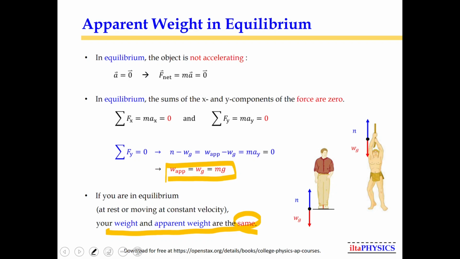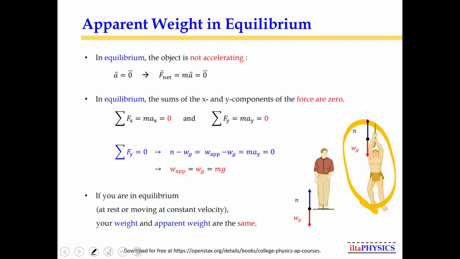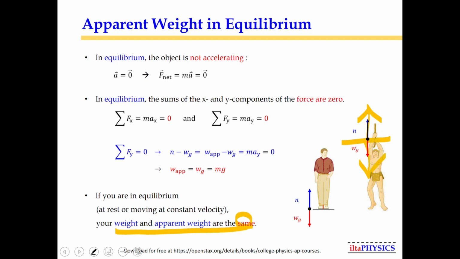Just like in the previous example, even when you're hanging from a rope as shown in the picture on the right, the normal force and the weight still act in opposite directions with the same magnitude. Therefore, the apparent weight equals the actual weight in equilibrium. If you understand this explanation clearly, you're doing great with two-dimensional motion problems.